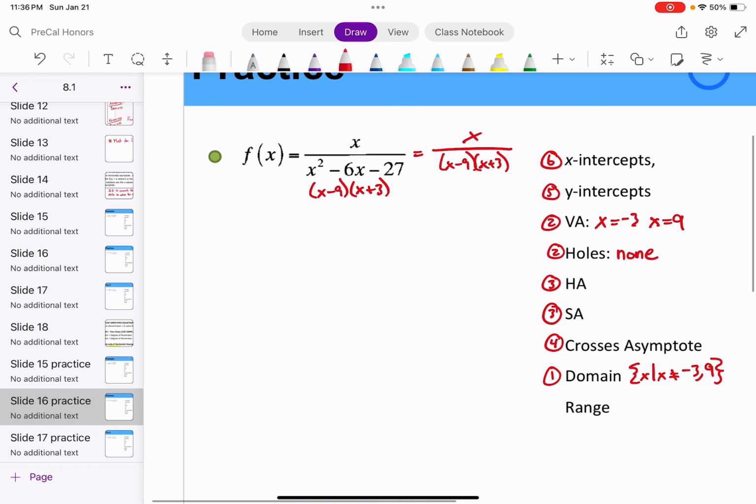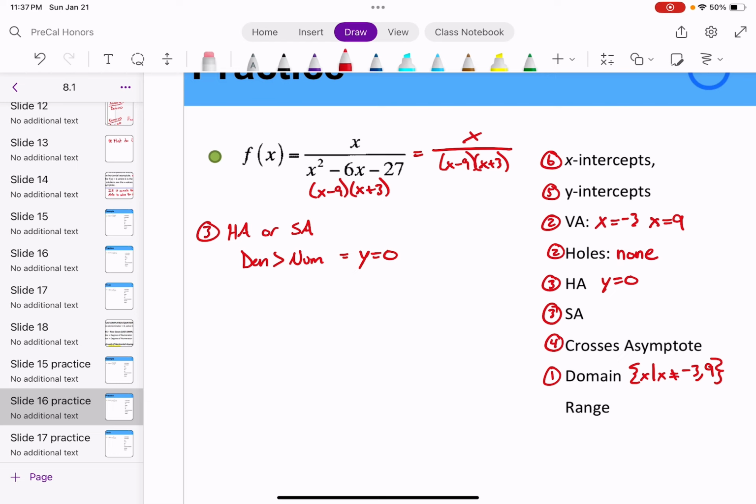Let's take a look at our next step, step 3. So here we're looking at our horizontal asymptote or our slant asymptote. First thing is, we already see that our denominator is greater than our numerator as far as the degree. Anytime that happens, we know that y is equal to 0 is our horizontal asymptote.